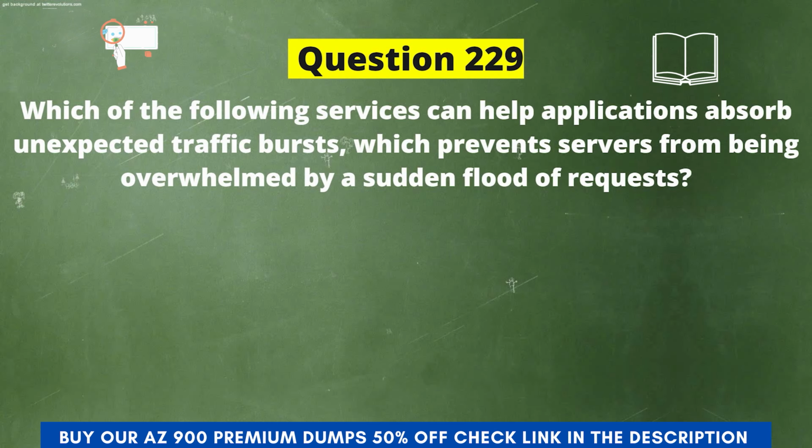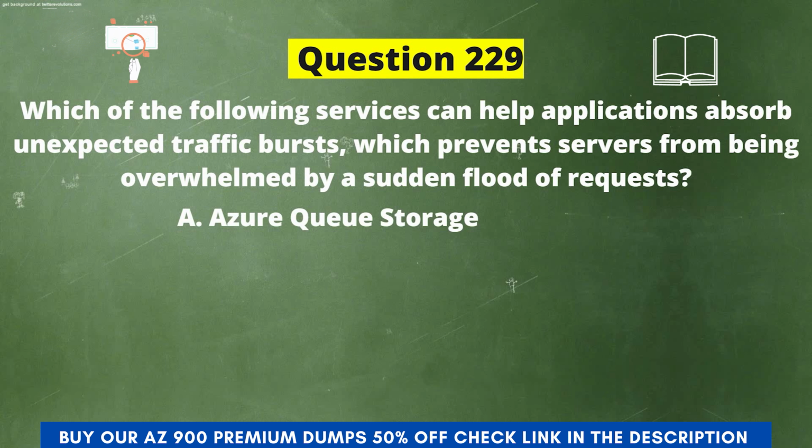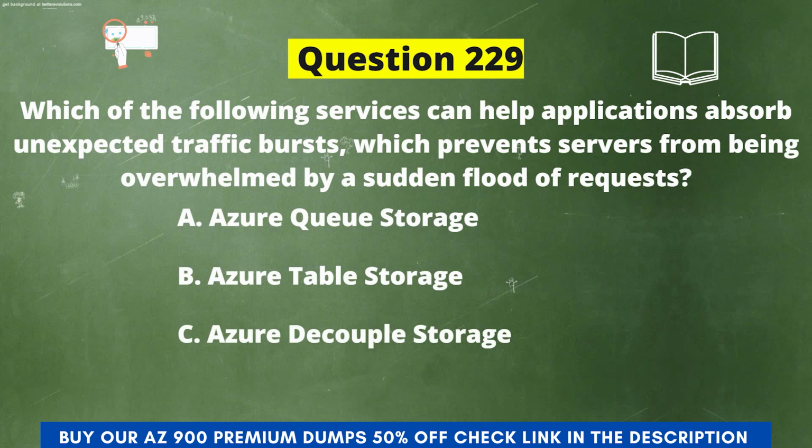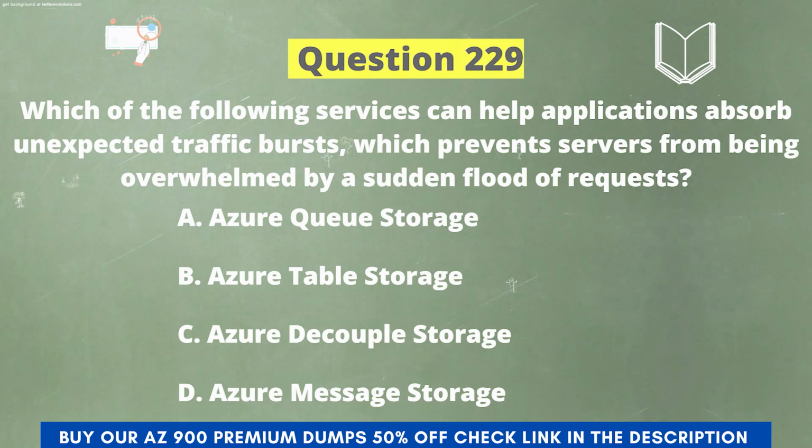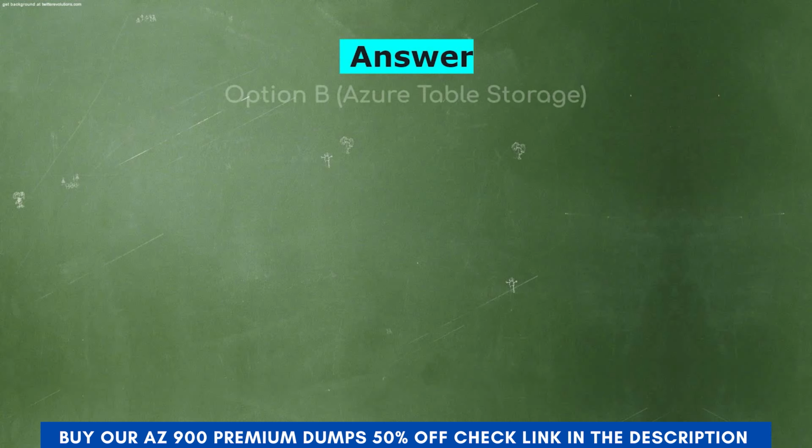Next question. Which of the following services can help applications absorb unexpected traffic bursts, which prevent servers from being overwhelmed by a sudden flood of requests? And the options are A. Azure Queue Storage, B. Azure Table Storage, C. Azure Decoupled Storage, D. Azure Message Storage. And the correct answer is option B.